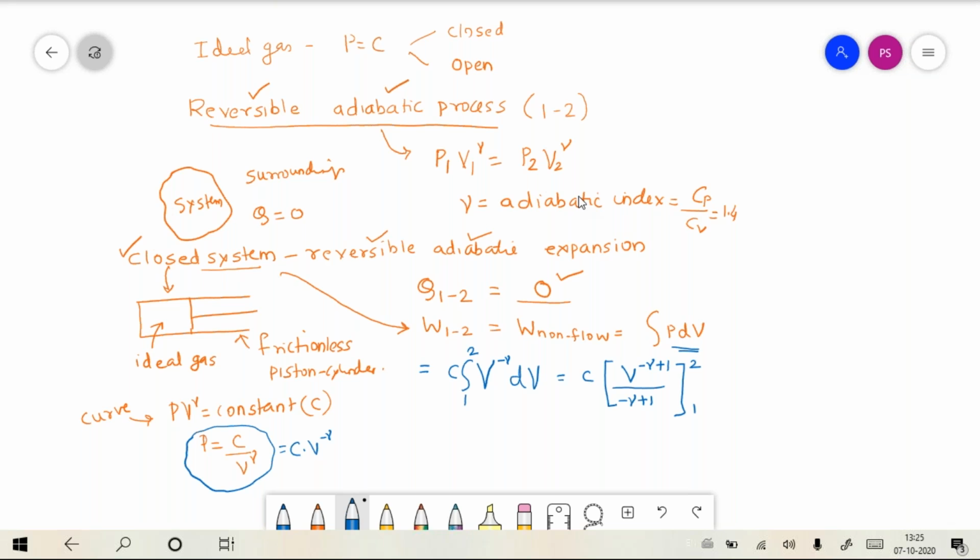Now I take this constant outside, minus gamma plus 1 outside. So this becomes V2 raised to minus gamma plus 1 minus V1 raised to minus gamma plus 1. Now, to rearrange it and get the expression in a more convenient form, I would be multiplying this C inside the bracket. For the first term, I would put the C value as P2 V2 raised to gamma. And for the second term, I would put the value of C as P1 V1 raised to gamma. This is just to ensure that I get a very neat and simplified expression.